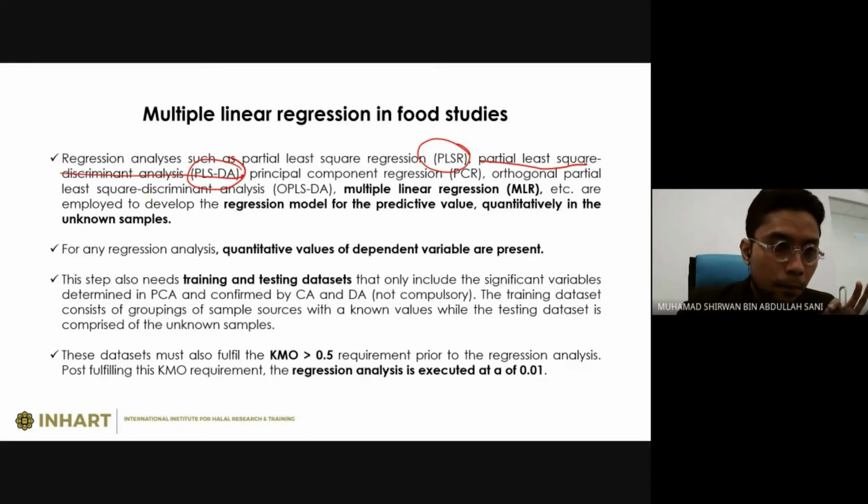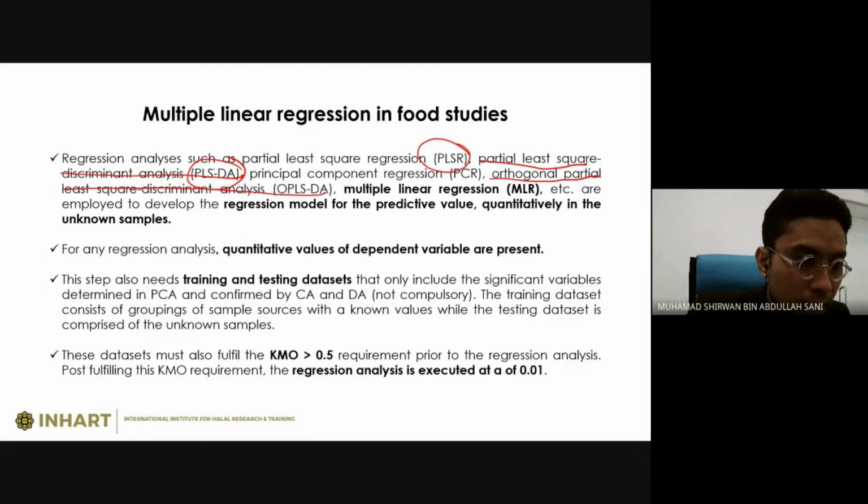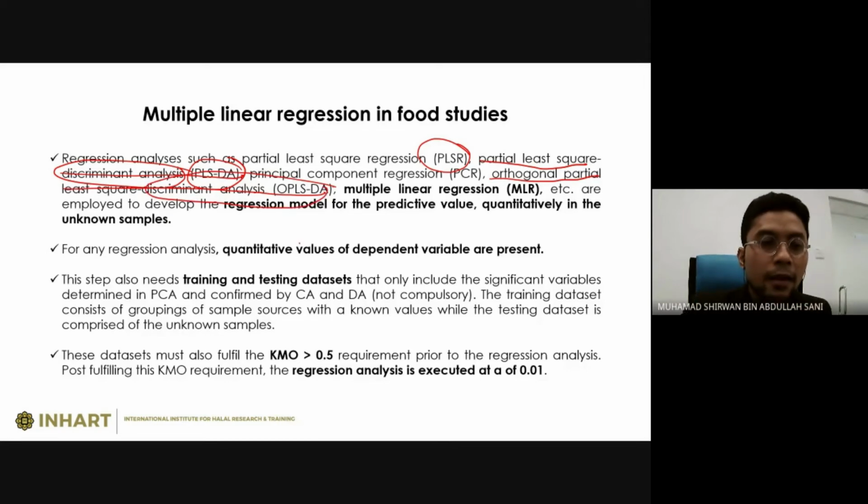So besides MLR, we can also have partial least square regression, PLSR. We also can have principal component regression, PCR, and then orthogonal partial least square discriminant analysis. This one as well, sorry, has to be deleted. We don't want it. This belongs to discriminant analysis. Discriminant means discriminant, so it has to come out. And the last one is MLR, multiple linear regression.